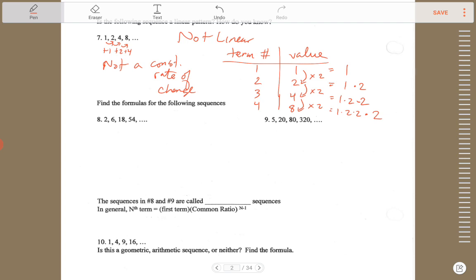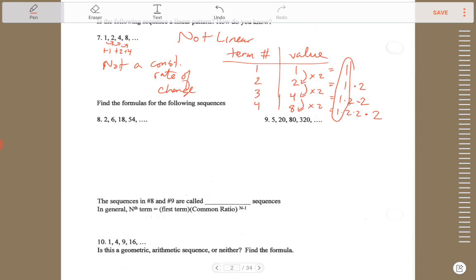So let's find a formula for this then. If we don't have a linear formula for it, maybe there is something that these all have in common. Notice that they all have 1, and then what we're doing is multiplying it by 2, then times 2 again, then times 2 again. Here we multiply by 2 one time. The second term has 2 one time. The third term has 2 two times. The fourth term has 2 three times.